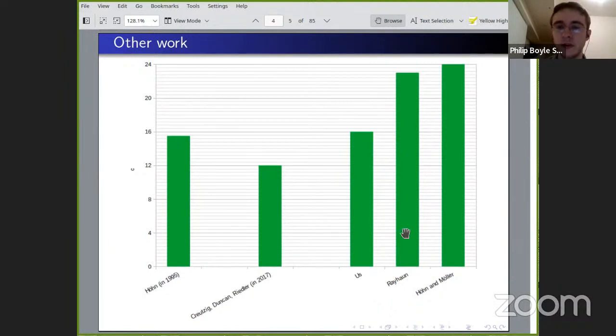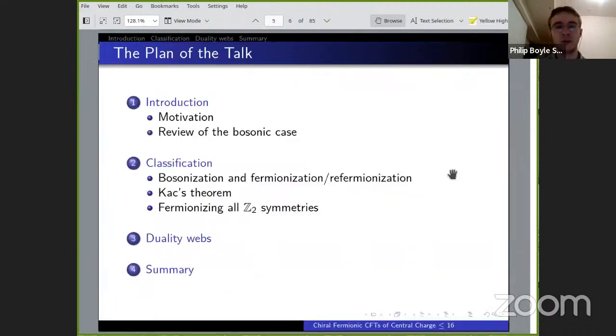So we've already seen talks by Brandon Rayhaun and Gerald and Sven Möller, who classified them up to 23 and 24. So we're the group who classified them up to 16. So, you know, our work was immediately superseded the very instant it was published, because we all published on the same day. But anyway, so what's our novelty going to be?